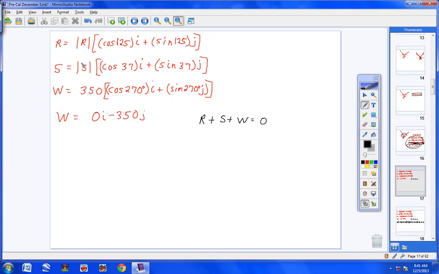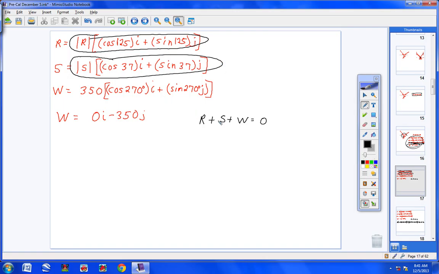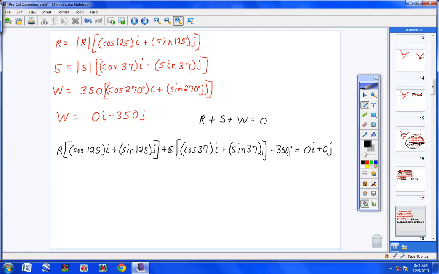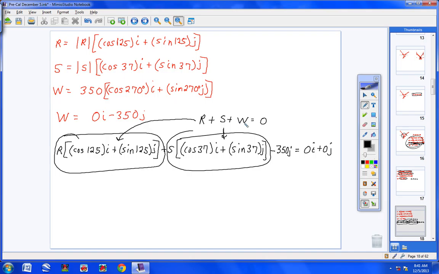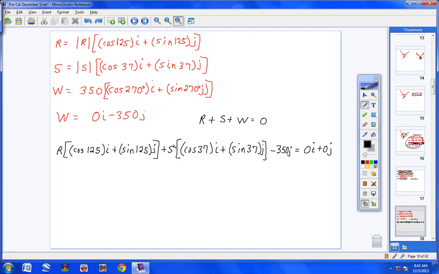So what can I substitute for r? Well, this whole big expression, right? What can I substitute for s? This whole big expression right here. And what can I substitute for w? This expression right here. So that's what I'm going to do. So here's my r. I put it right here, this whole expression. I substituted my s in from right up here, and this is my whole expression. And then notice here for w, I didn't put the 0i, there's no need, I just put negative 350j. Now we're going to talk about this right here in just a second, okay? So hopefully everybody sees what I've done there, okay?